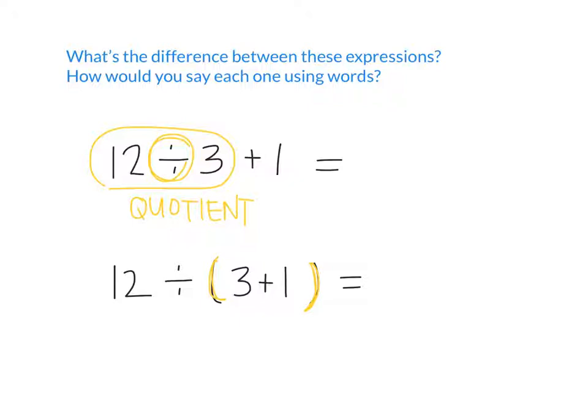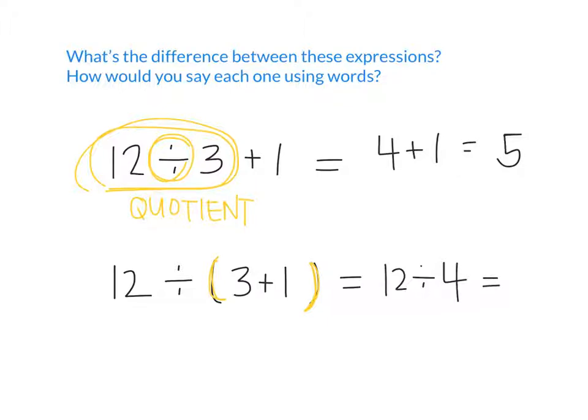Now let's see if their value is the same. In this top expression, we have to first find the quotient of 12 and 3, which is 4. And we have to find the sum of that and 1. So the value of that first expression is 5. Down at the bottom, we're first finding the sum of 3 and 1, which is 4. So then it becomes the quotient of 12 and the sum of 3 and 1. So 12 divided by 4, which is 3. Do these two expressions have the same value? No.